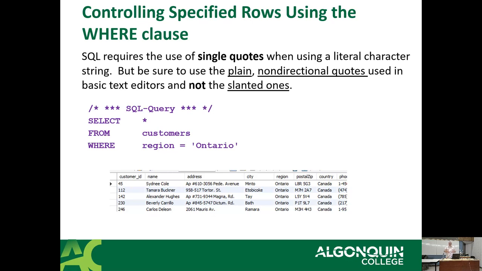I already had a few students ask me if it's okay to submit their work using a Word document, and I always say no. Because what happens when you type quote marks in Word? It uses the special quote marks, smart quotes, which are not real quotes. Real quotes are, you know, one character. So a basic example would be select star from customers where region equal to Ontario.